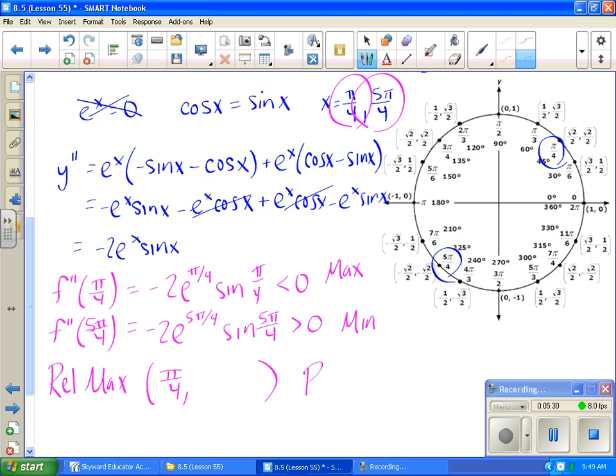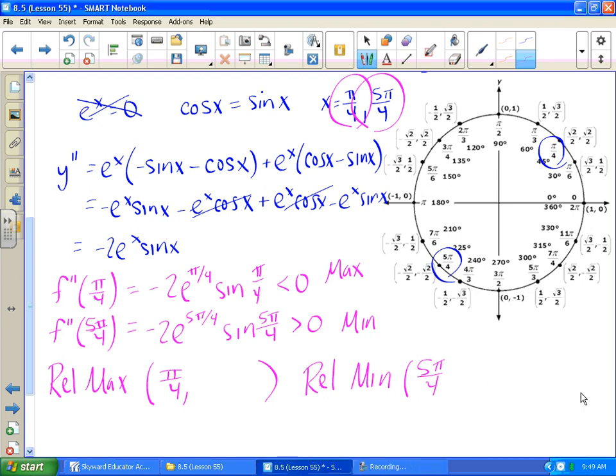So relative min is at 5 pi over 4 comma something. How do I find the something? Plug it in the original. And our original for this was, whoops, pi over 4, not pi over pi.